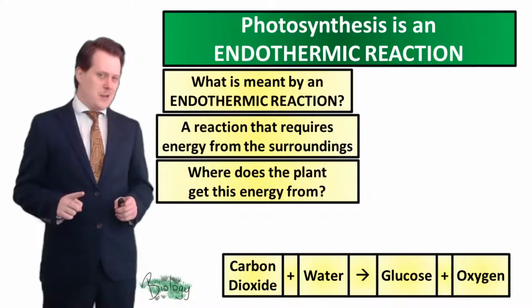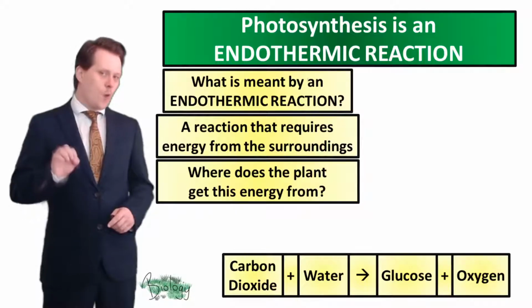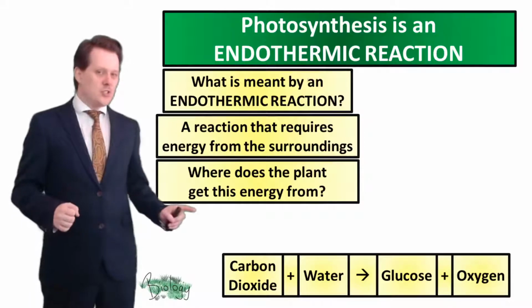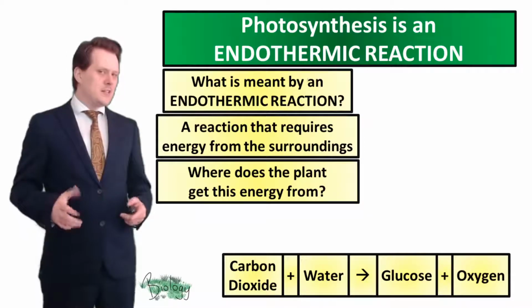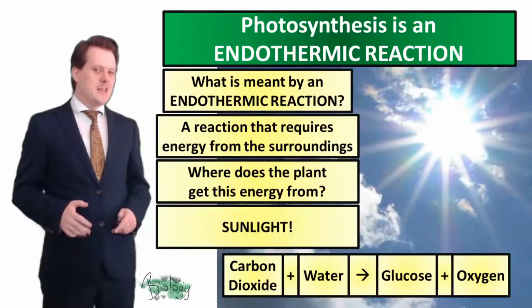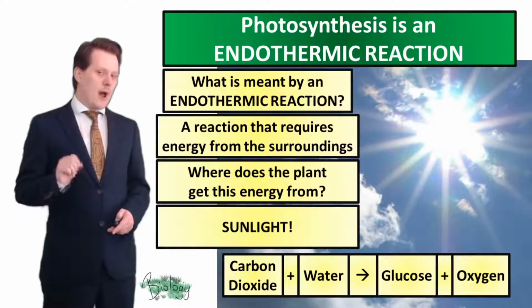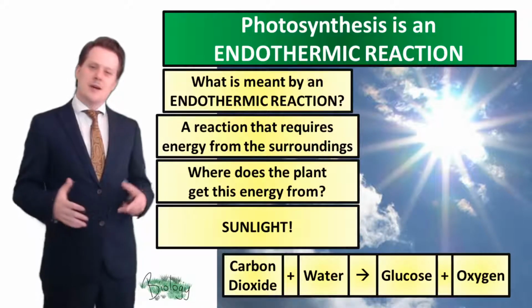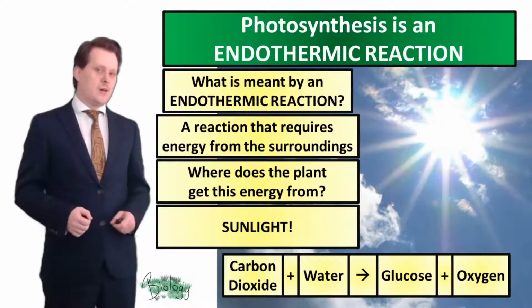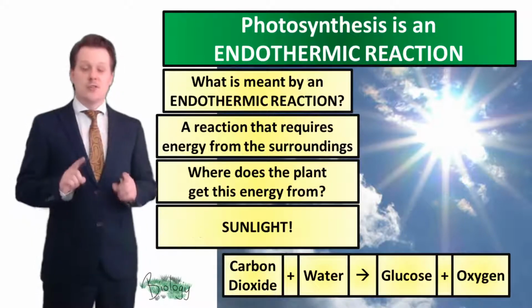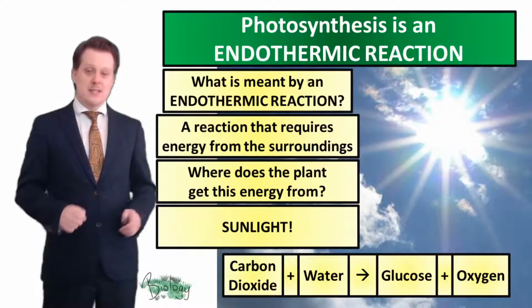But where does this plant get this energy from? What do we know that plants need which is not in this equation? The energy that's being absorbed by the plant is the energy from the light. So our equation is carbon dioxide plus water gives us glucose and oxygen. But this reaction doesn't happen if there isn't any light.